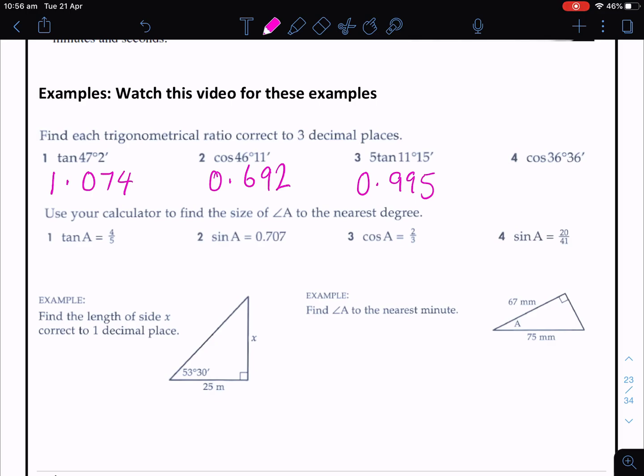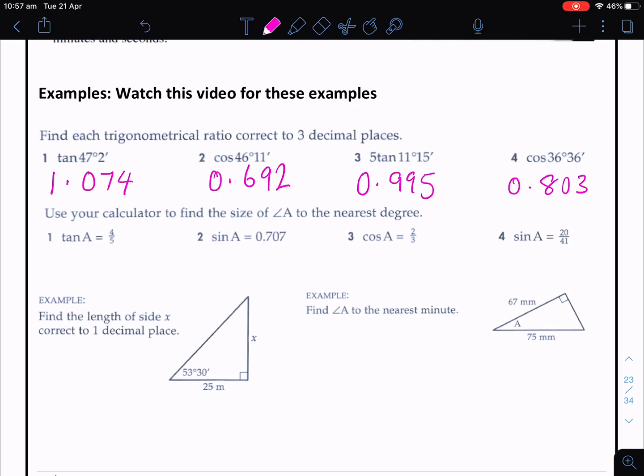Number 4 says cos, so we're going to go cos 36 degrees, minutes, seconds, 36 degrees, minutes, seconds equals, and you'll get 0.80, and we're going to round that to a 3. Okay, so that's finding a decimal.